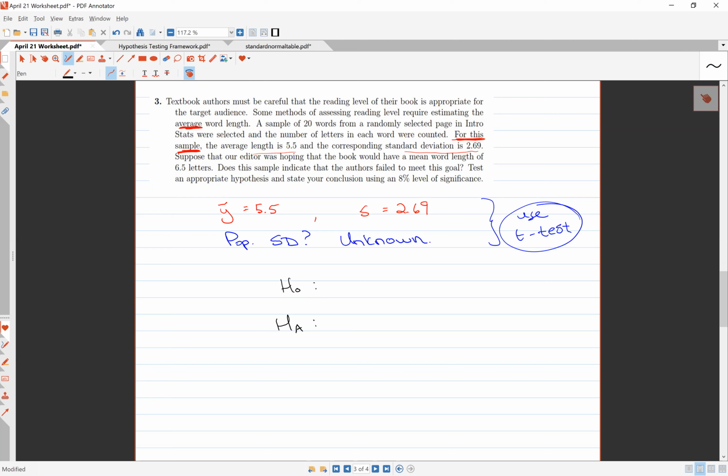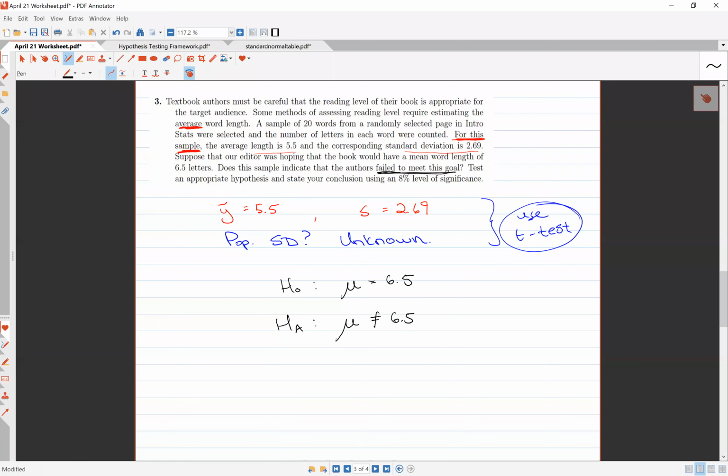Let's just read the last part of the problem. Suppose that the editor was hoping that the book would have a mean word length of 6.5 letters. Does the sample indicate that the authors failed to meet this goal? So the hypothesized value, their goal, what they were hoping to be true, was that the mean would be 6.5. Is the alternative in a specific direction here? No. We are just told failed to meet. So our alternative is two-sided. Mu is not equal to 6.5. That's what our alternative looks like here.